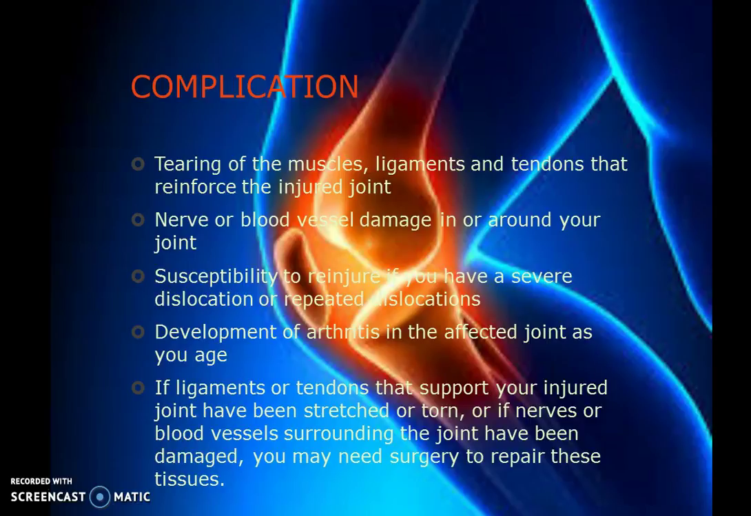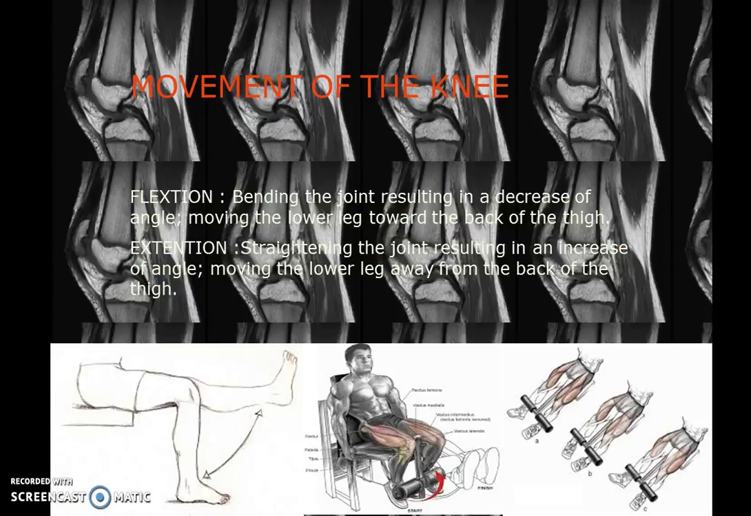Complications. Tearing of muscles, nerves or blood vessels, susceptibility to re-injury if you have a severe dislocation or repeated dislocations, and effects on the joint as you age. If the ligaments or tendons that support your injured joint have been stretched or torn, or if nerves or blood vessels surrounding the joint have been damaged, you may need surgery to repair these tissues.